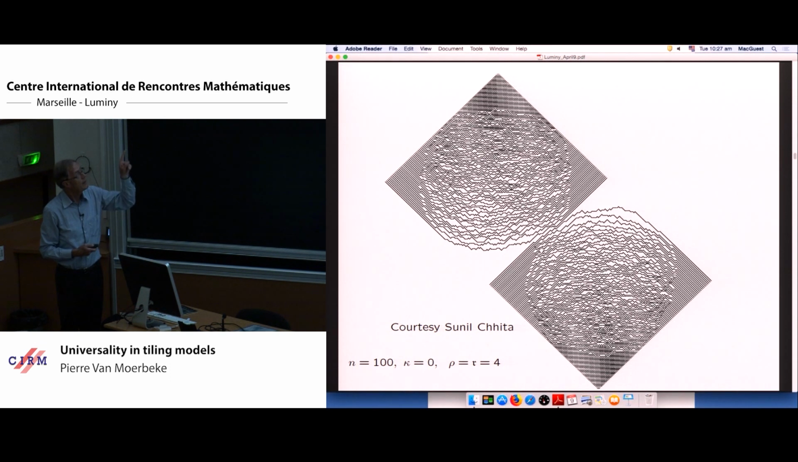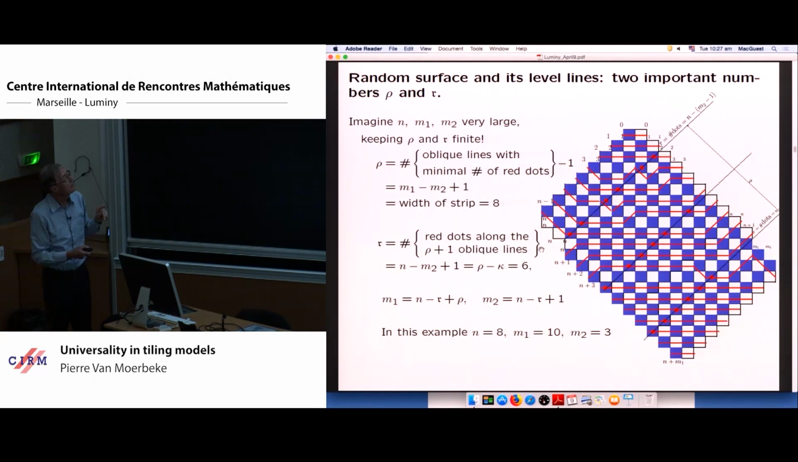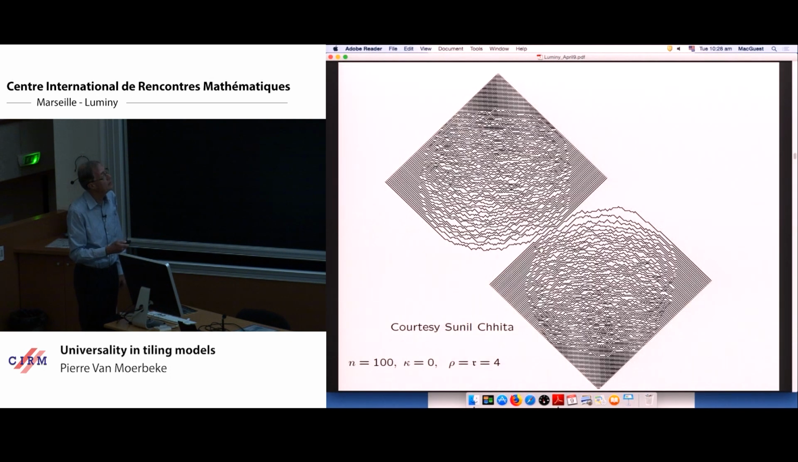And he drew, in fact, the level lines here, okay? So the level line, we might just have a look at the previous picture. You see those level lines here, they start here, they end up on that side, and then you have another set of level lines here, and here you see that some of them go here, and then some of them go down here, okay? And you see exactly this phenomenon if you analyze that Sunil's picture.